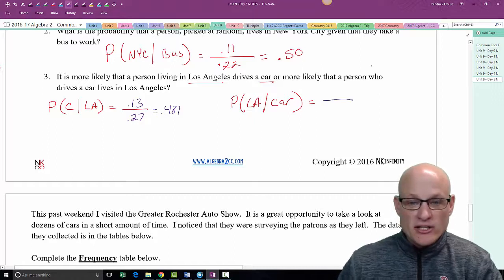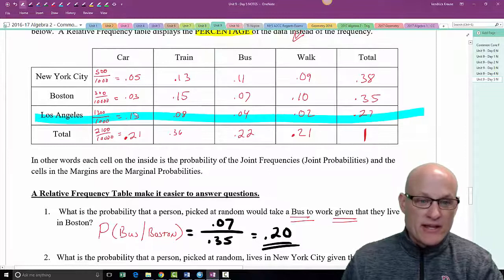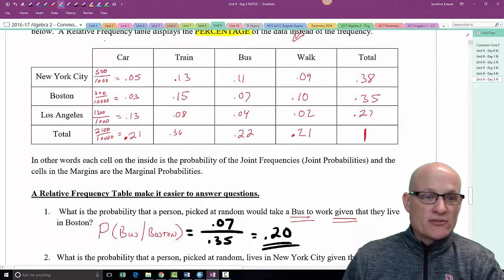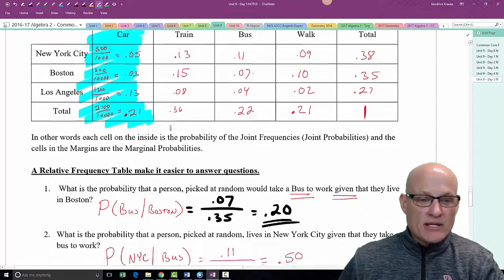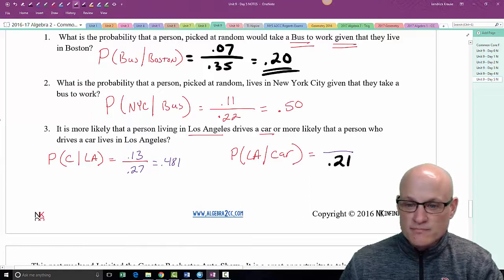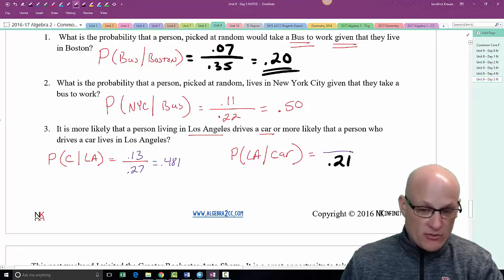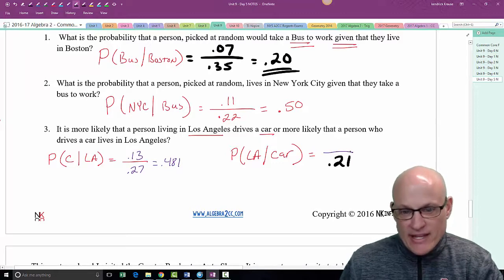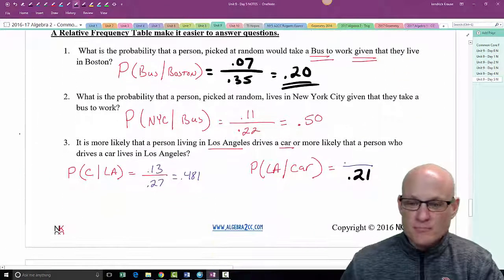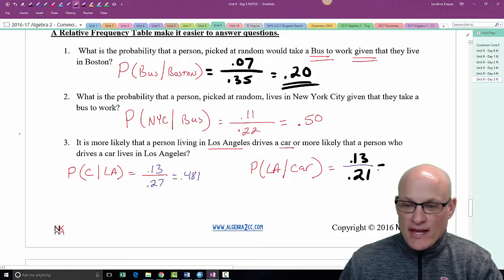Now, car is my new universe. What is the probability that if I drive a car that I live in Los Angeles? So car is now my new universe. Here's my new universe. So now my denominator is 0.21. What is the probability that I live in Los Angeles if I drive a car? 0.13.